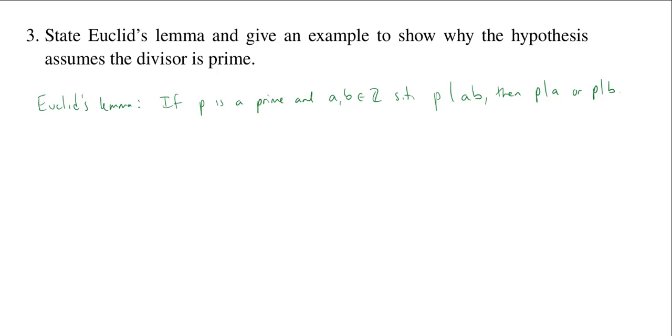And now we're asked to give an example to show why the hypothesis is needed. The hypothesis here is everything before the then, which assumes that the divisor, P, is prime. Why do we need this to be prime? Well, I just said we don't, as long as it was relatively prime to one of the factors, but we can build a counterexample if P is not prime, and you don't have this relative primeness condition. So here's going to be our counterexample, and there are, of course, infinitely many counterexamples we could write down.